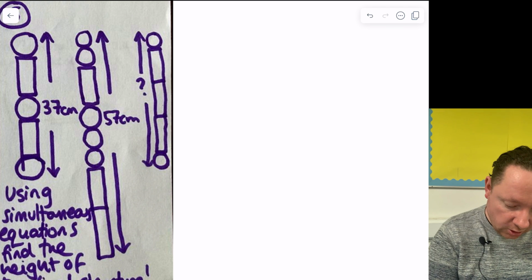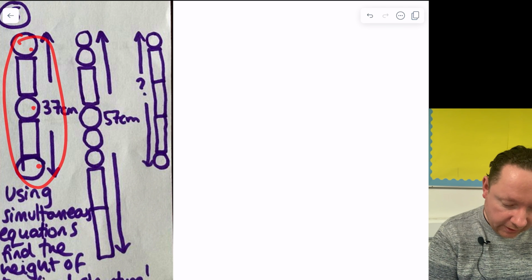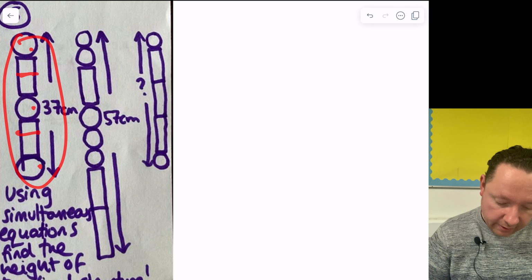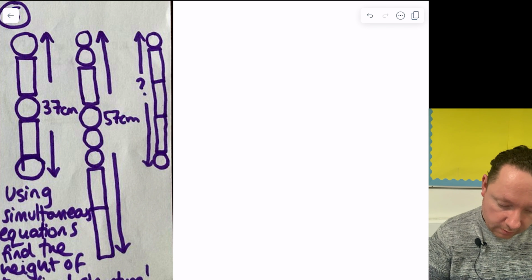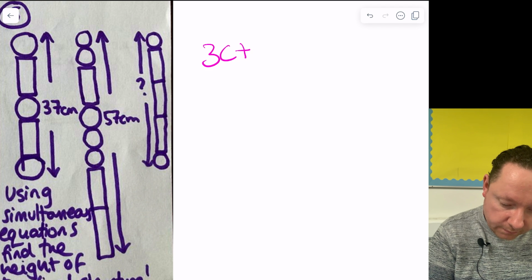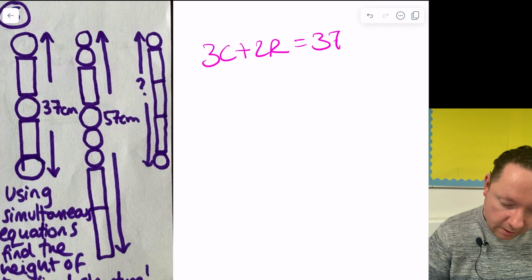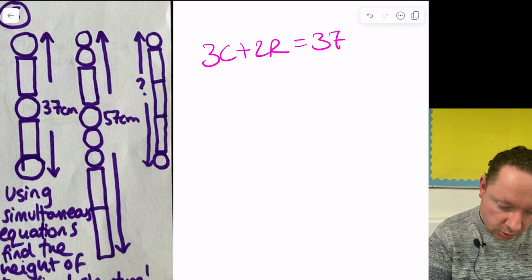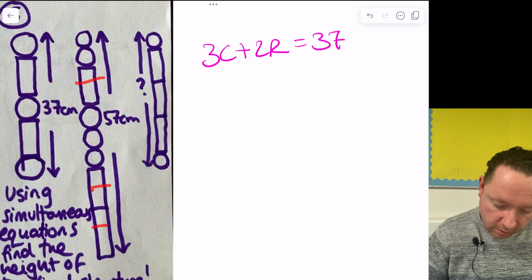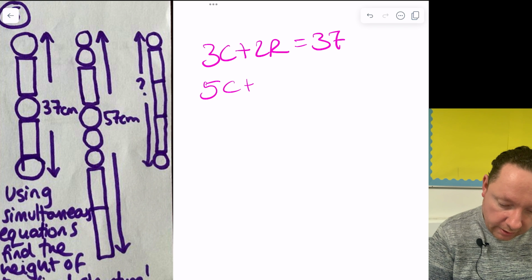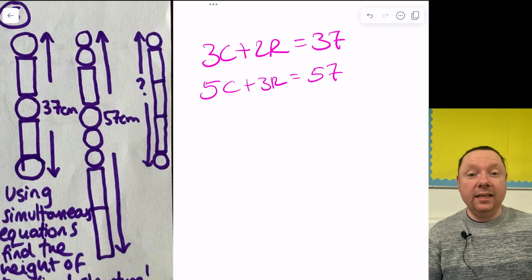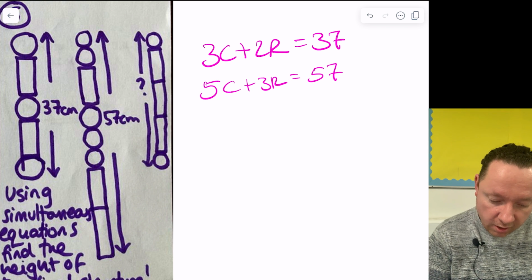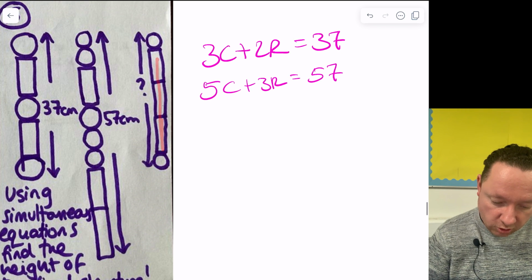So for the first equation using this, we've got 1, 2, 3 c plus 2r, say, equals 37. So 3c plus 2r equals 37. And then for the second one, we've got 1, 2, 3, 4, 5, 5c and 1, 2, 3r. 5c plus 3r equals 57. Now, if we solve these simultaneously to know what the length of c is, or the diameter, and the length of r, we can just then work out the total length of the structure.